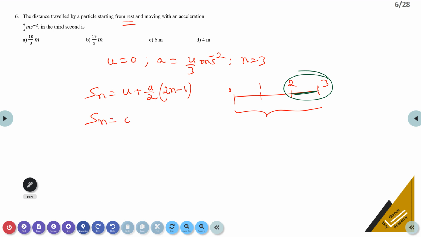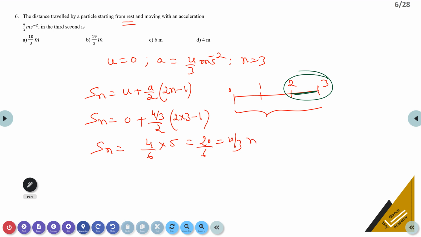Now Sn equal to 0 plus a value, which is 4 by 3, divided by 2 into bracket 2 into 3 minus 1. Substitute. Then Sn equal to 4 by 6 into 5, since 6 minus 1 is 5, equal to 20 by 6, which is 10 by 3 meter. This is the right choice.